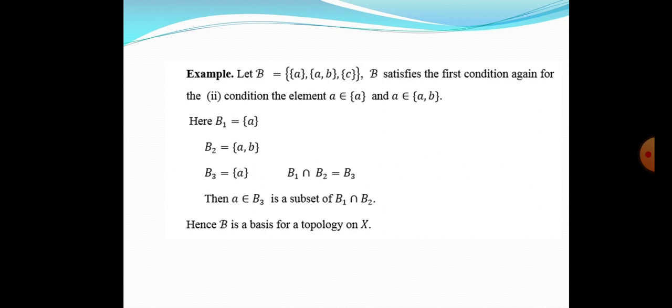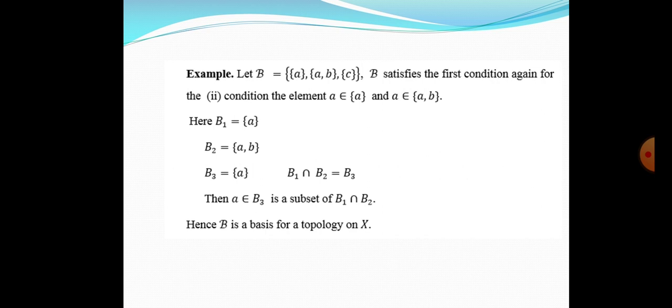because what is the first condition? For each small x belonging to X, there is at least one basis element, that is capital B, containing x. So this first property is satisfied. What is the second property? If x belongs to the intersection of two basis elements B1 and B2, then there is a basis element B3 containing x, such that B3 is a subset of B1 intersection B2.